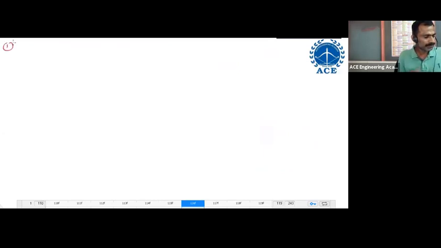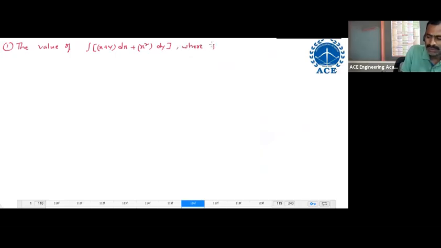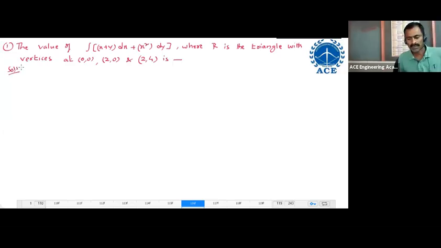Problem number 1. The value of the integral of (x plus y) dx plus x square dy, where R is the triangle with vertices at (0,0), (2,0) and (2,4), is. It is a given integral.